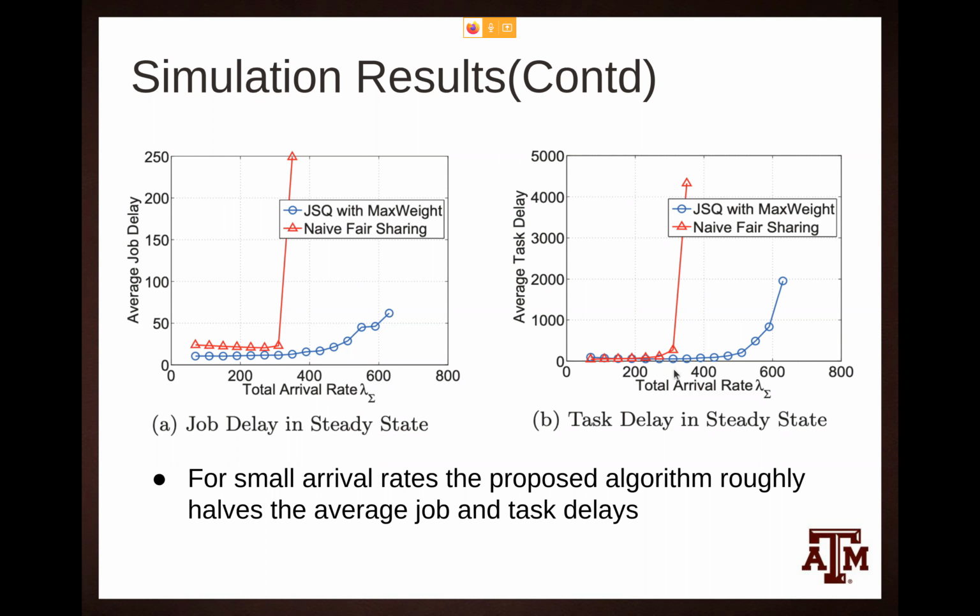So this concludes that our algorithm performs well at small arrival rates, but in general, our proposed algorithm performs twice as well as the naive-Fair algorithm, in that it roughly halves the average job and task delays. So this concludes our proposed algorithm and the results. Next, Rupak will discuss the improvements and the weaknesses.